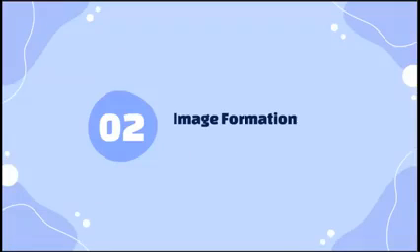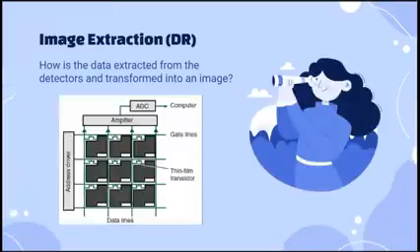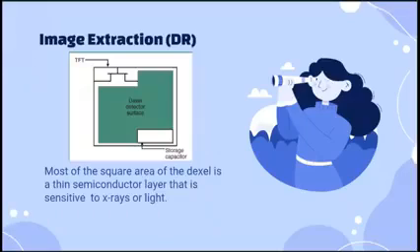So now we go with image formation in both DR, indirect DR, and of course CCD and CMOS. So how is data extracted from the detectors and transformed into an image? Okay, for direct radiography, we have what we call an active matrix array, or AMA. So this is an example of AMA, which we'll be discussing in a little while. Okay, but first we'll discuss this one.